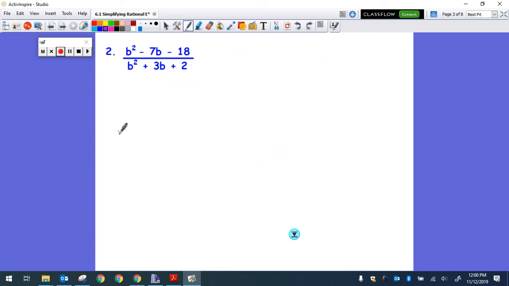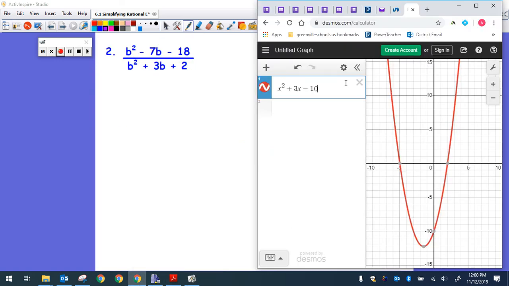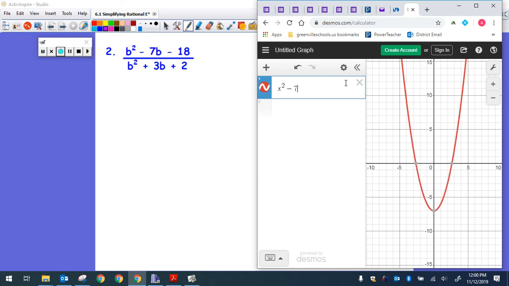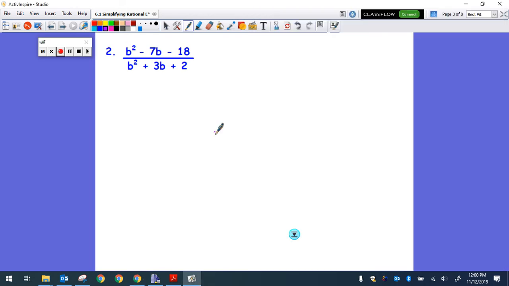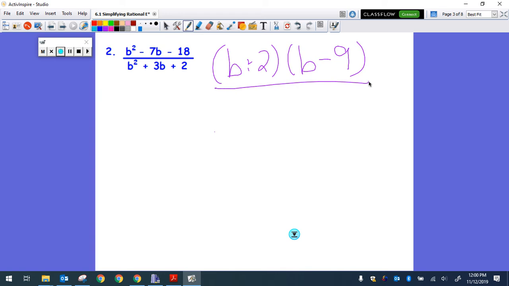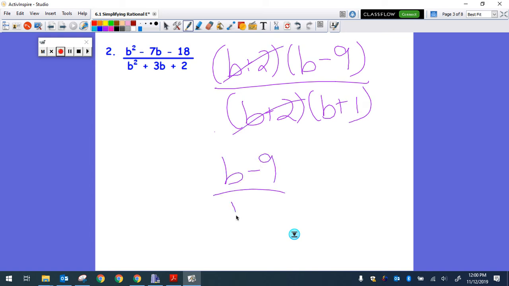All right, some more. Again, if you want to use Desmos, let's just keep going. X squared minus 7x minus 18. So that's going to be a negative 2 and a positive 9. So it's going to be, sorry, b minus 9. So we'll make that a b. And then on bottom, that's going to be b plus 2 and b plus 1. So I can cancel out the b plus 2's. So final answer is b minus 9 over b plus 1.